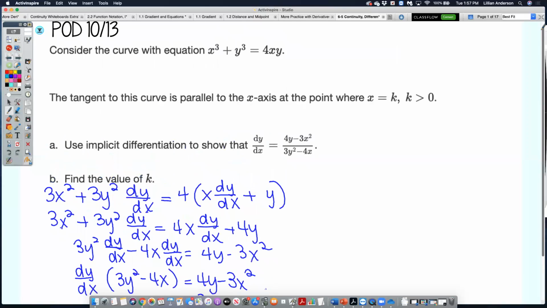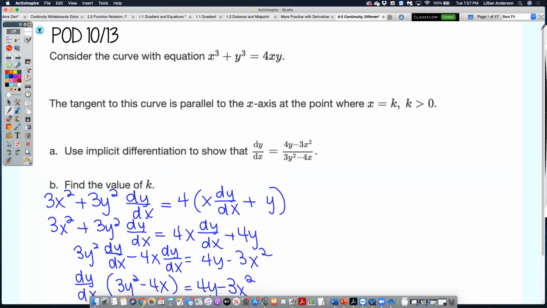Then it says, we have to find the value of k. K was first told to us right here. It said that x is equal to k, and it says the tangent to the curve is parallel to the x-axis at that point. What does tangent to the curve mean? When you see that together? Oh, it means the derivative equals that? That means the derivative is parallel to the gradient, well, no, oh, sorry.